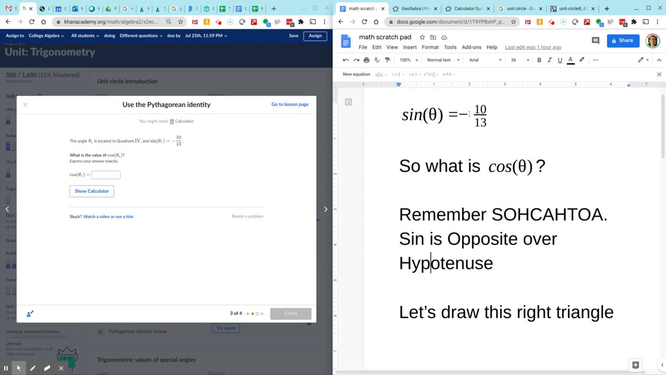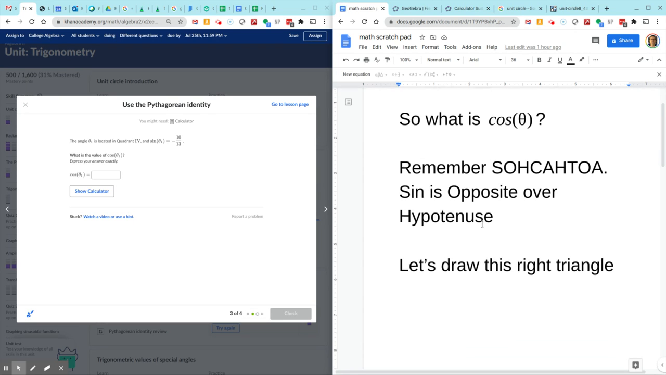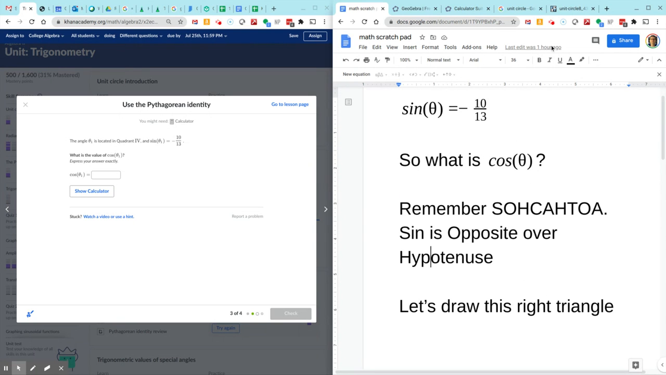Now we're just going to ignore the fact that sine is negative. When you're just dealing with right triangle trigonometry, all the values are positive. On the unit circle, sine and cosine can be negative. So really what I do is go to right triangle trigonometry, and then go back at the end and figure out if it should be plus or minus, if it's negative or positive. So let's draw the triangle.